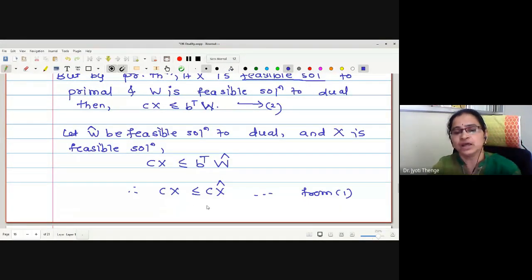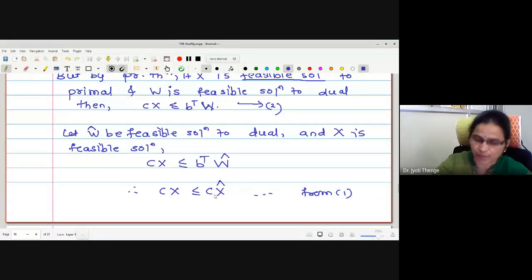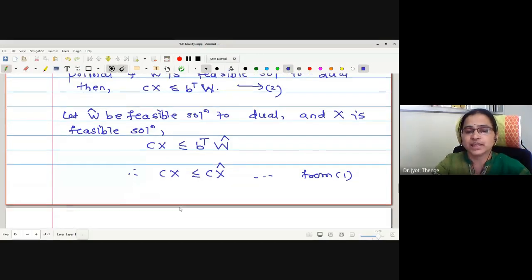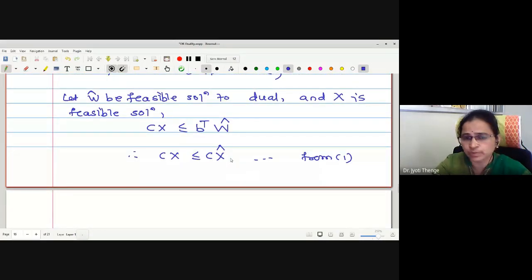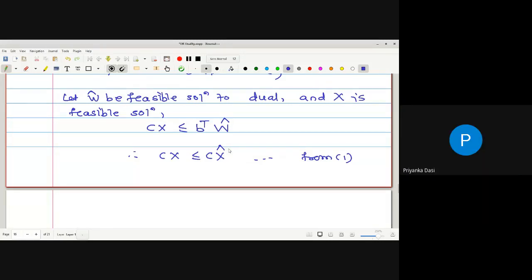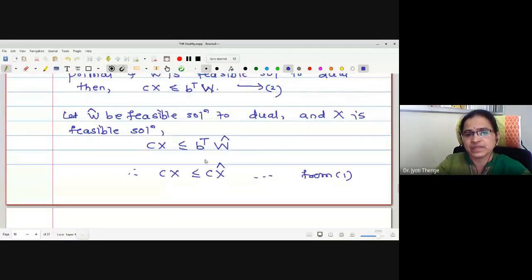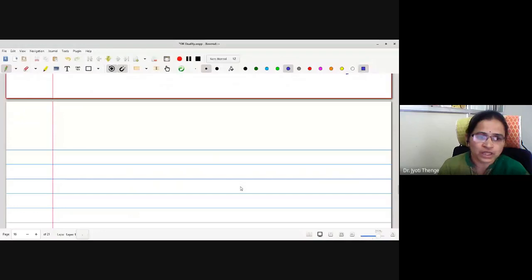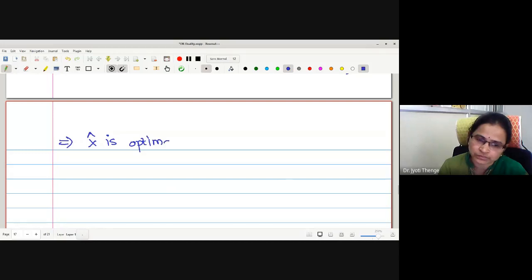So what we have obtained: the value of objective function at x cap is greater than or equal to the value of objective function at any feasible solution x. Therefore, may I claim x cap is an optimal solution to the primal? Yes. At x cap, the value of the objective function of the primal is greater than or equal to its value at any feasible solution. That's why x cap gives the optimal among all feasible solutions. Therefore, x cap is an optimal solution to the primal.